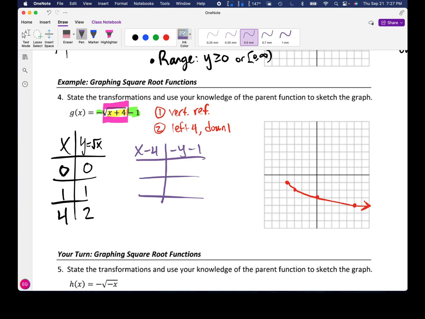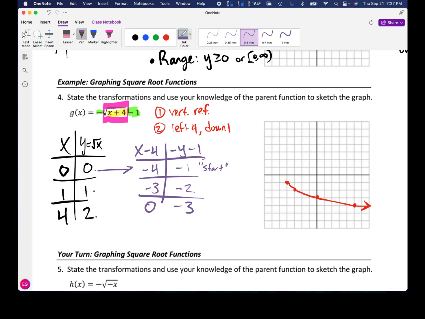So now I can just apply these things. I'm going to do the x values of 0 minus 4, 1 minus 4, and then 4 minus 4. Then I'm going to do negative y minus 1 for all of the y values over here. So negative 0 minus 1. This is going to be my start point because it always translates directly over. I'm going to do negative 1 minus 1, so that's negative 2. And then negative 2 minus 1, and that's going to be negative 3.